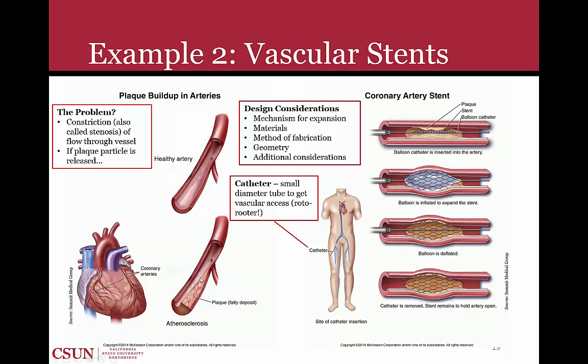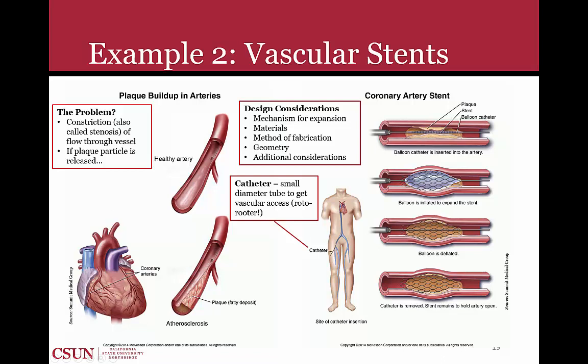And with that comes a constriction of the blood vessel, right? When you have constriction, that means that you need more pressure to generate flow through that artery, or that blood vessel. So one way to ease this problem is to open up the artery again, and so you need these devices called stents.